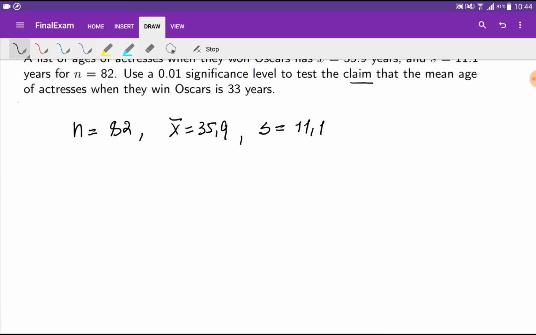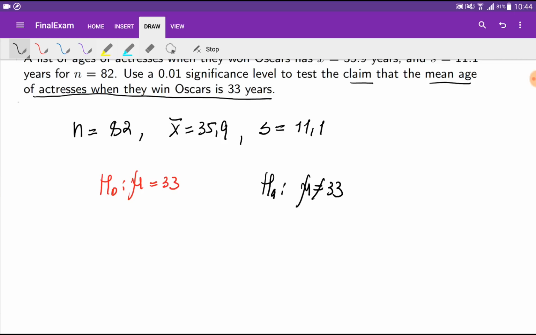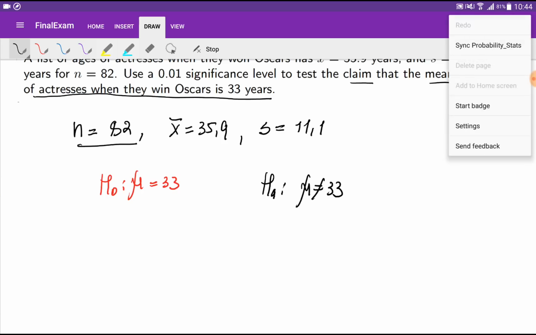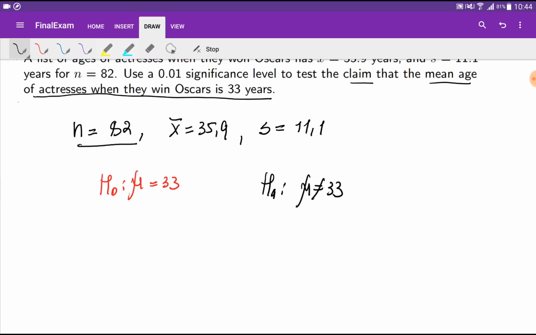So the claim is that the mean age of the actress when they won the Oscar is 33 years old. So the claim is mu equals 33. This is going to be the null hypothesis, our claim, and the alternative hypothesis is mu is not equal to 33. Since the sample size is more than 30, we're going to use the Z distribution for the sample mean. So this is our first step.